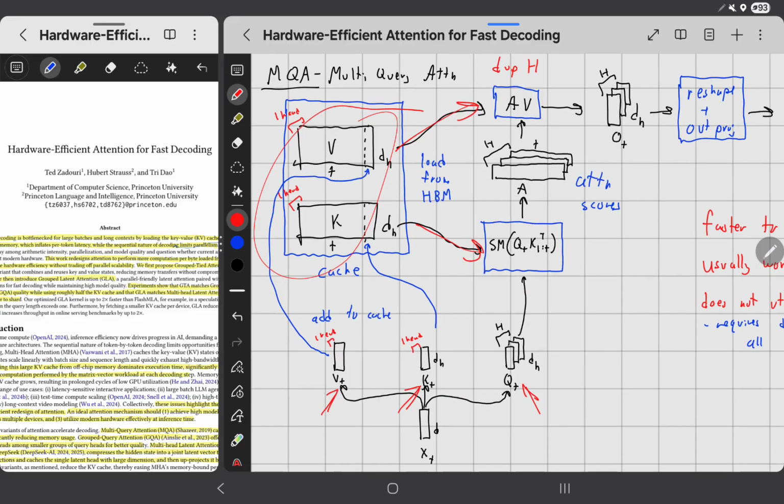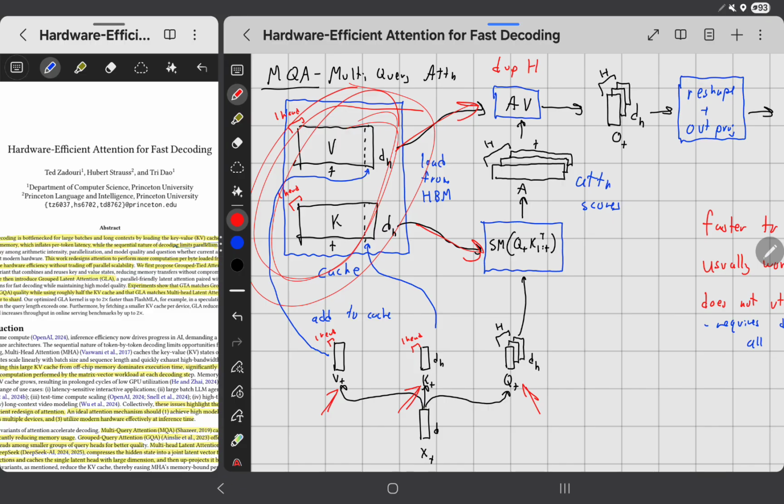which is just basically duplicating the one key and value head for all the heads in the query. So this is a lot faster. It's a lot faster to load from HBM to SRAM, and it is less memory bound, which means it is going to be a lot faster to do your decoding in a transformer, which is what we all do today for inference. It's the slow part of inference.